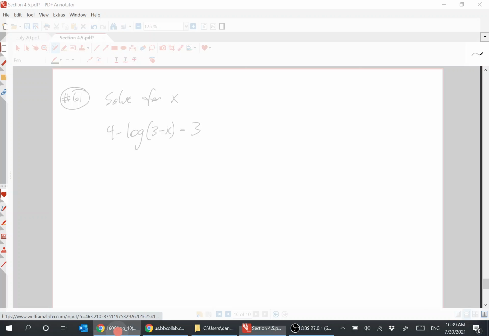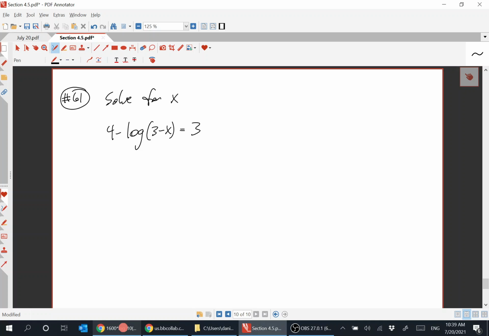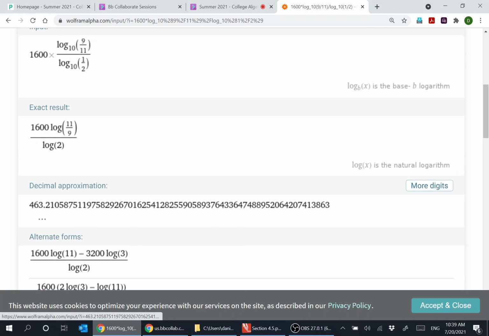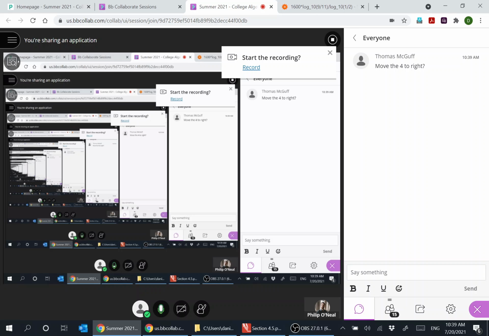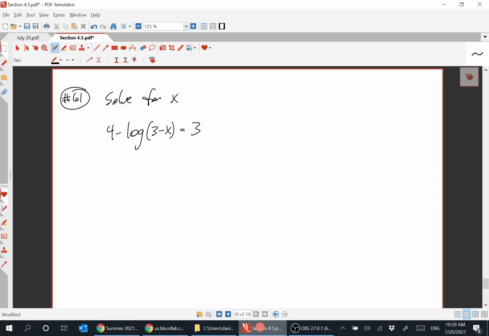Apply it to both sides. Yeah, we could apply the exponential to both sides. Actually, it would work just fine. I was thinking to solve for the logarithm first. Somebody typed in a comment: move the 4 to the right. Either way would be fine. So let's move the 4 over, first of all.